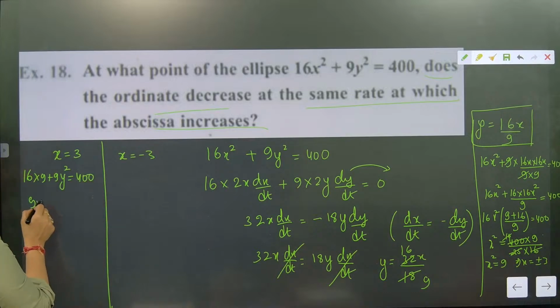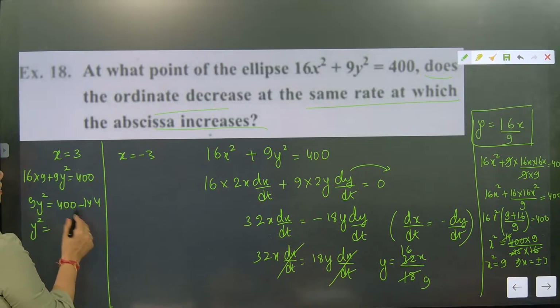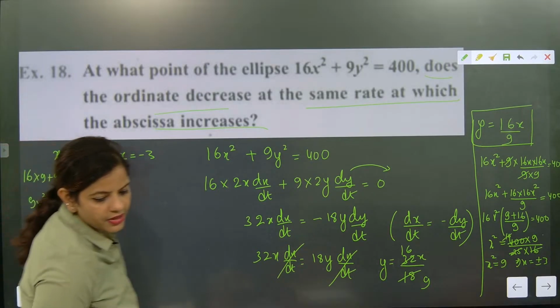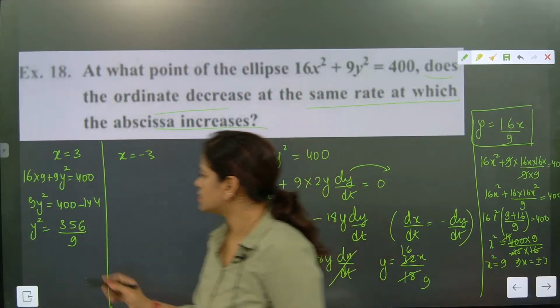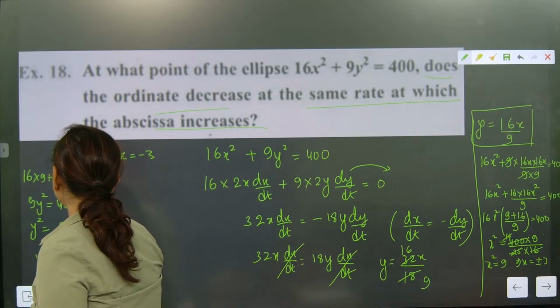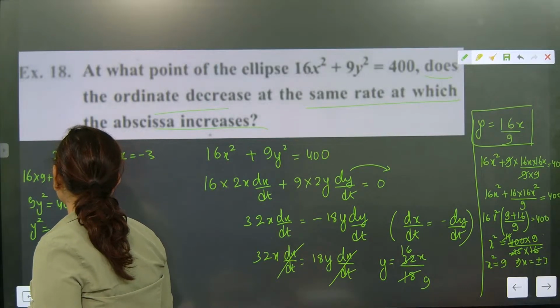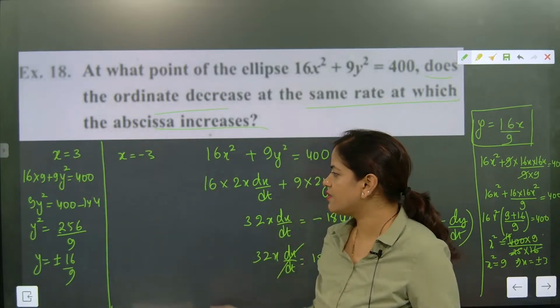Now 9y square is equal to 400 minus 144. So y square is equal to 256 by 9. So y will be coming as plus minus 16 by 9. One time plus 16 by 9, one time minus 16 by 9.